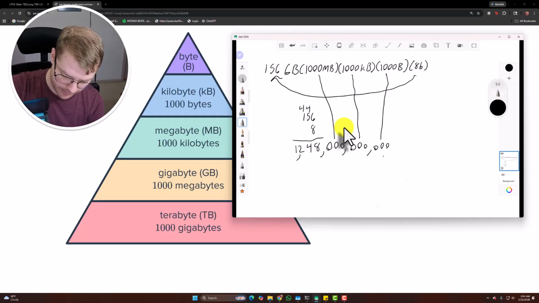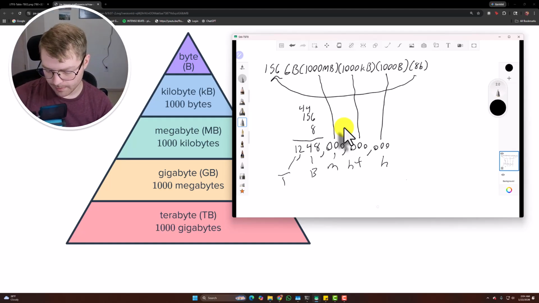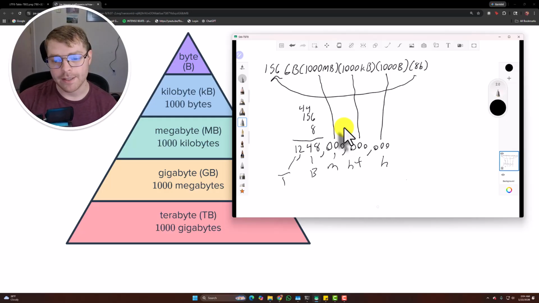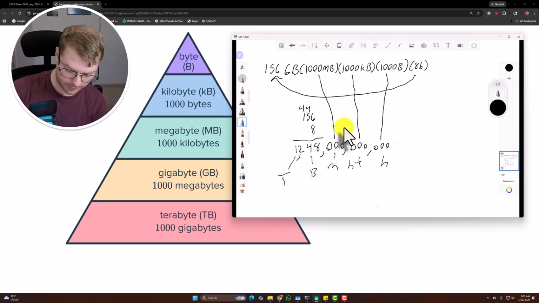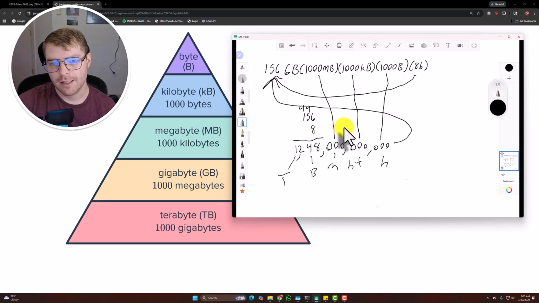And then we have the hundreds, the 100,000s, the millions, and then we have billion, and then we have trillion. So we have 1,248 billion bits in Grand Theft Auto if we're talking about 156 gigabytes. All right, find your favorite game that you have enjoyed the most. And for fun, find out how many bits are in there.